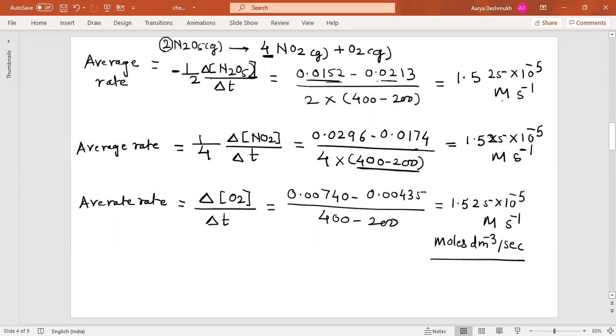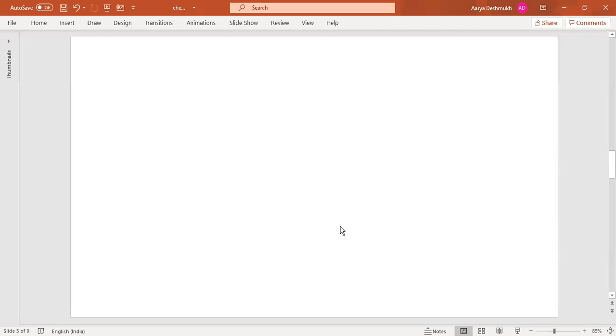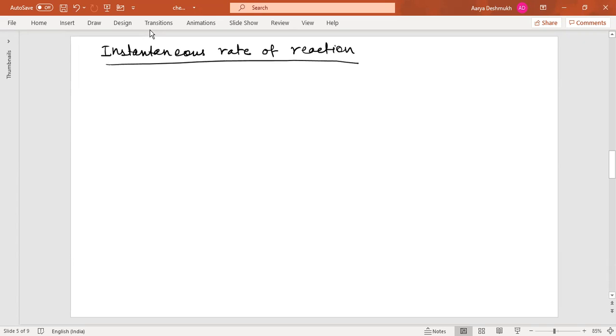Okay, now next we proceed to the instantaneous rate of the reaction. How to calculate the instantaneous rate of the reaction? No doubt the data will be given to you, and based on the data given, we are supposed to calculate the average rate of the reaction and the instantaneous rate of the reaction. Now for this instantaneous rate of the reaction, I'll take the same example again, and then we'll solve the problem based on this.